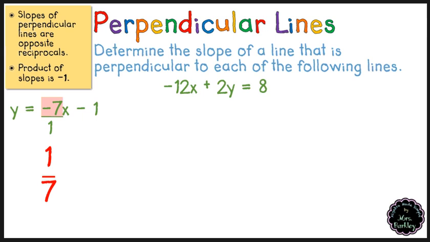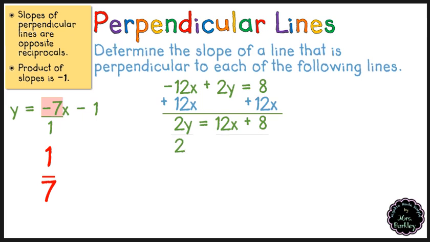Given the equation negative 12x plus 2y equals 8, we need to write our equation in slope-intercept form, so we add 12x to both sides. We are left with 2y equals 12x plus 8. Divide both sides by 2, and our equation in slope-intercept form is y equals 6x plus 4. So our slope in this equation is 6, which is equivalent to 6 divided by 1. The opposite reciprocal would be negative 1/6.